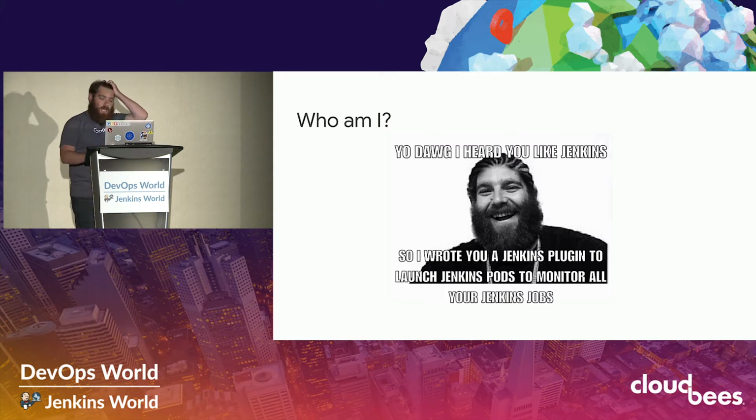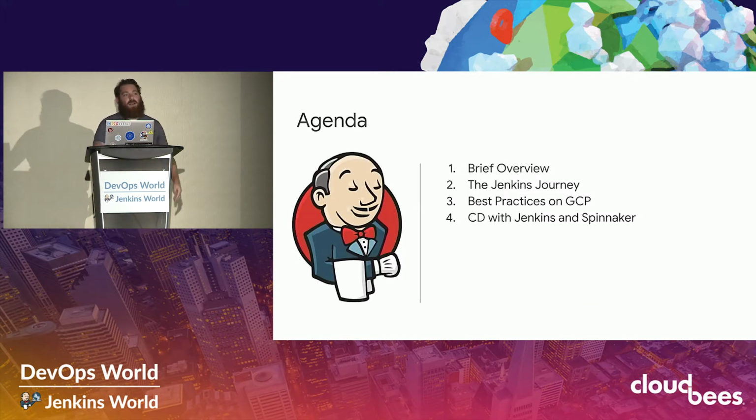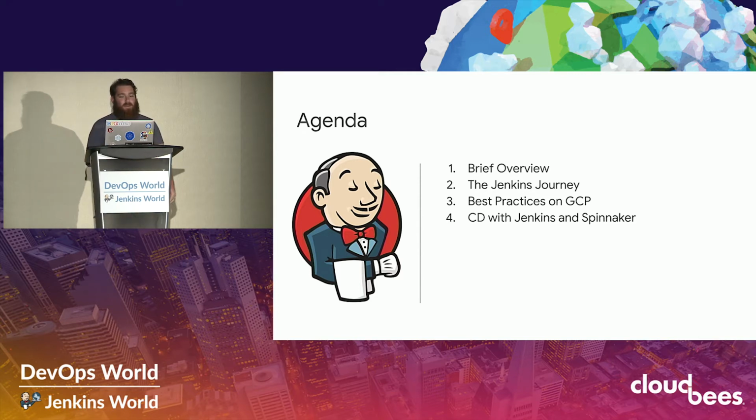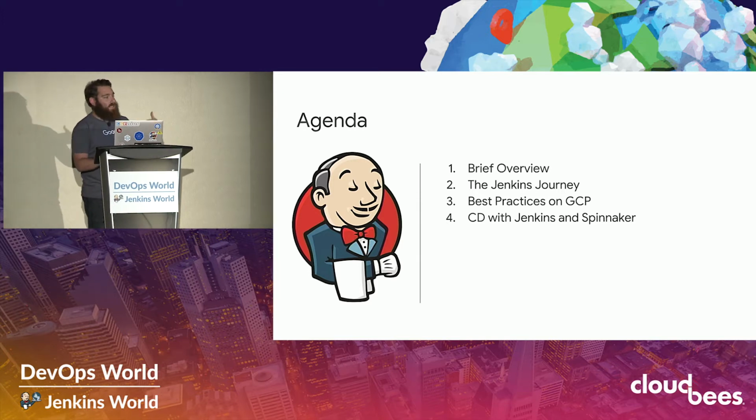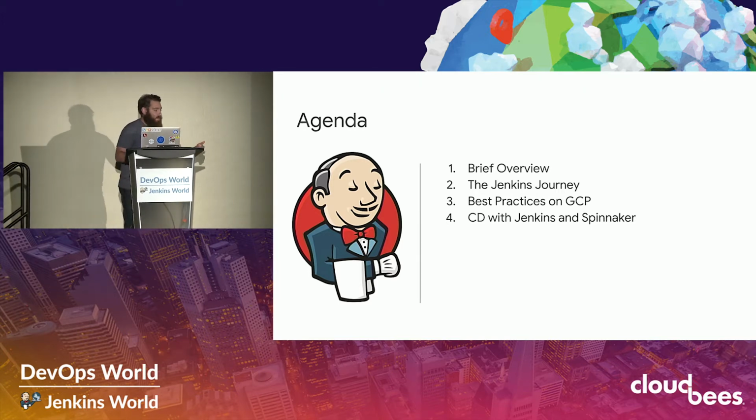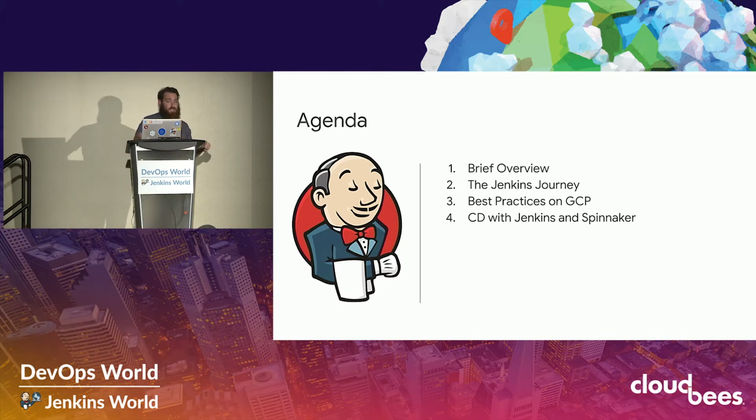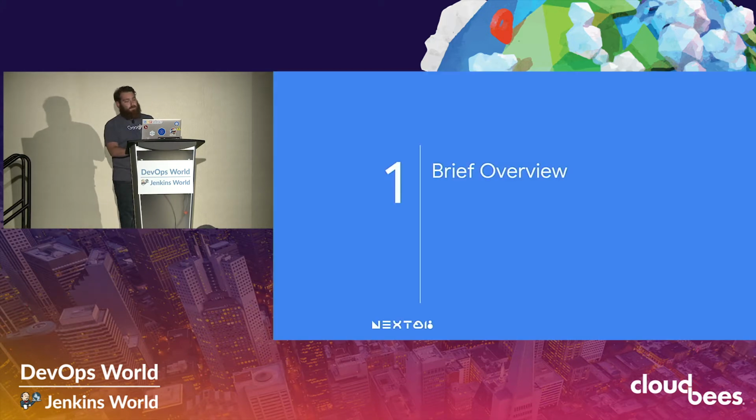And this is going to set the tone for what we're doing today and talking about Jenkins on GKE. We're going to have a brief overview of Jenkins, super brief, since everybody's pretty familiar. Then we're going to talk about a Jenkins journey, which covers some of the learnings that I've picked up along the way as I've used, deployed, and worked with Jenkins over time. Then we're going to talk about best practices on GCP, how to install, deploy, and maintain Jenkins on GCP. Then we'll look at continuous delivery with Jenkins and Spinnaker.